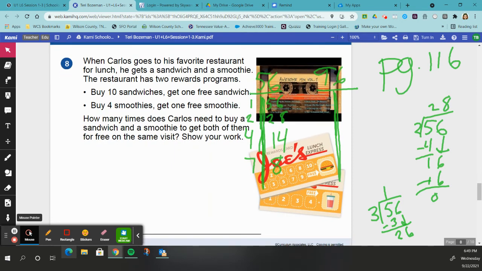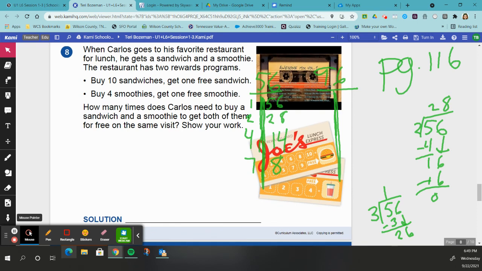All right, number 8. When Carlos goes to his favorite restaurant for lunch, he gets a sandwich and a smoothie. The restaurant has 2 reward programs. Buy 10 sandwiches, get 1 sandwich free. Buy 4 smoothies, get 1 smoothie free. How many times does Carlos need to buy a sandwich and a smoothie to get both of them for free on the same visit? Show your work.